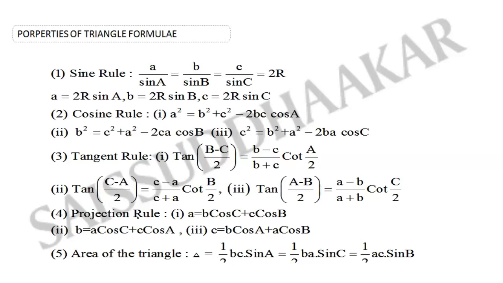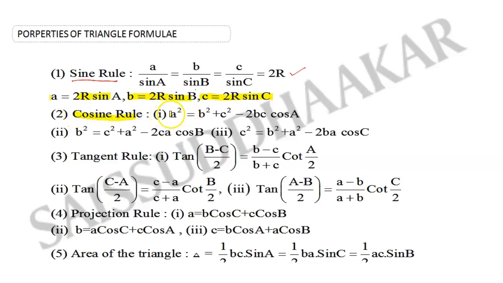Okay. So here, the first formula is the sine rule. Sine rule formula: a by sin A is equal to b by sin B is equal to c by sin C is equal to 2R. Consequence of this formula: a is equal to 2R sin A, b is equal to 2R sin B, and c is equal to 2R sin C. Right.